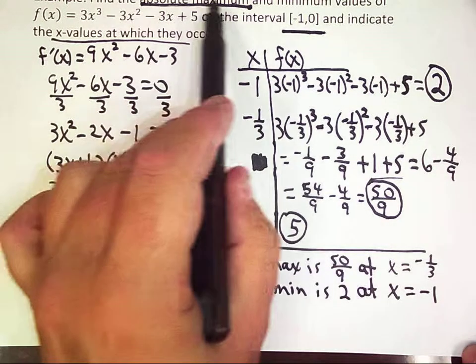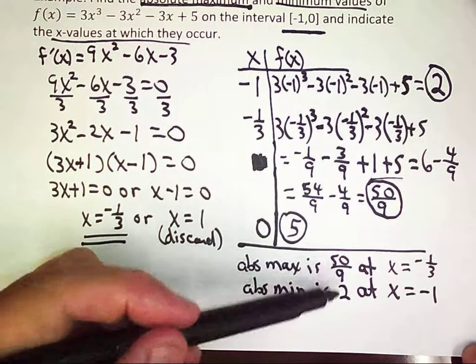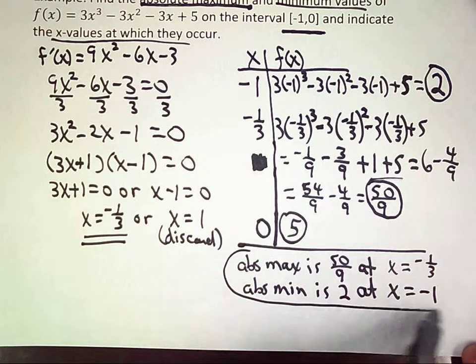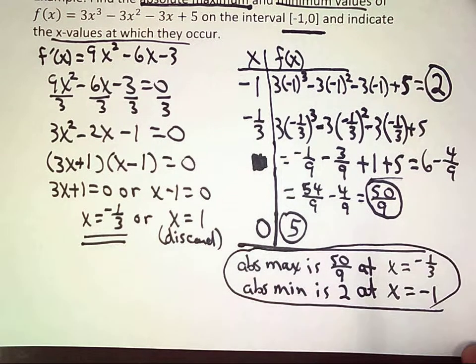So they asked to find the absolute maximum and minimum. Those are these two values. And where they occur. So that's why I added the at part. And there you go.